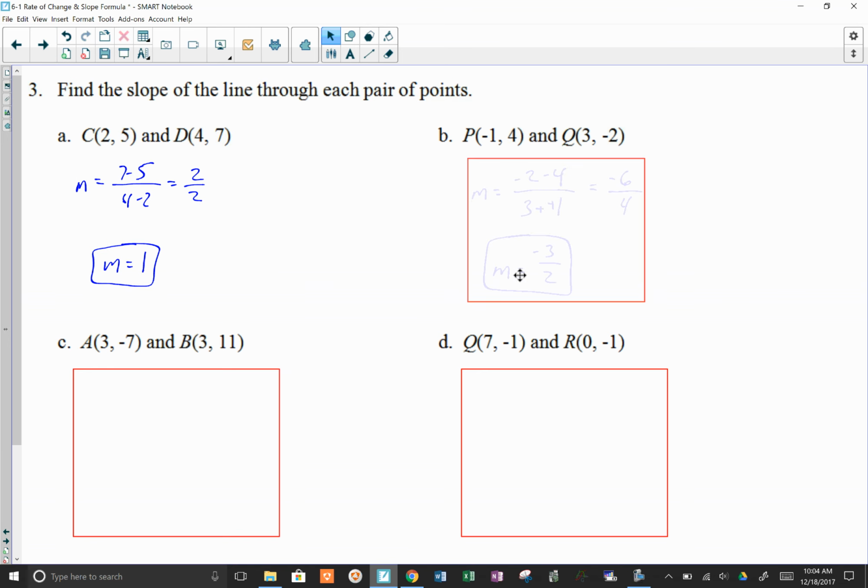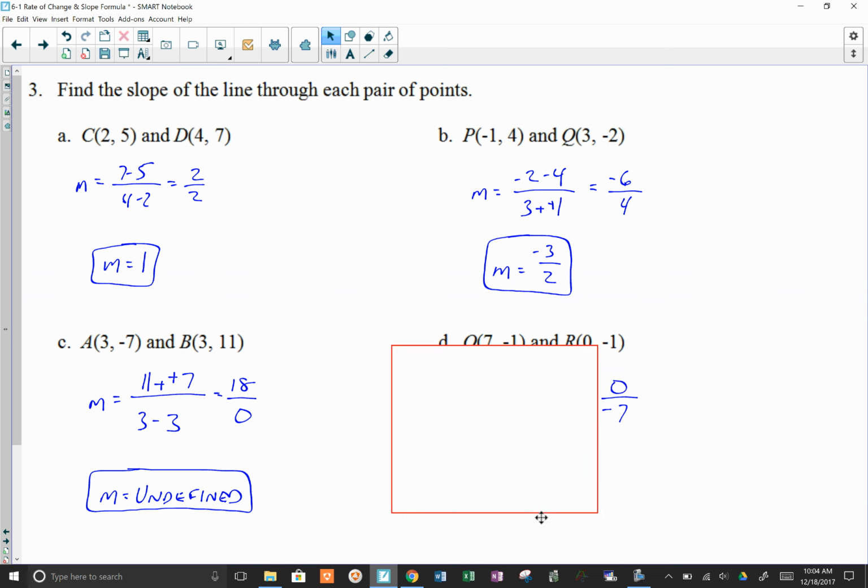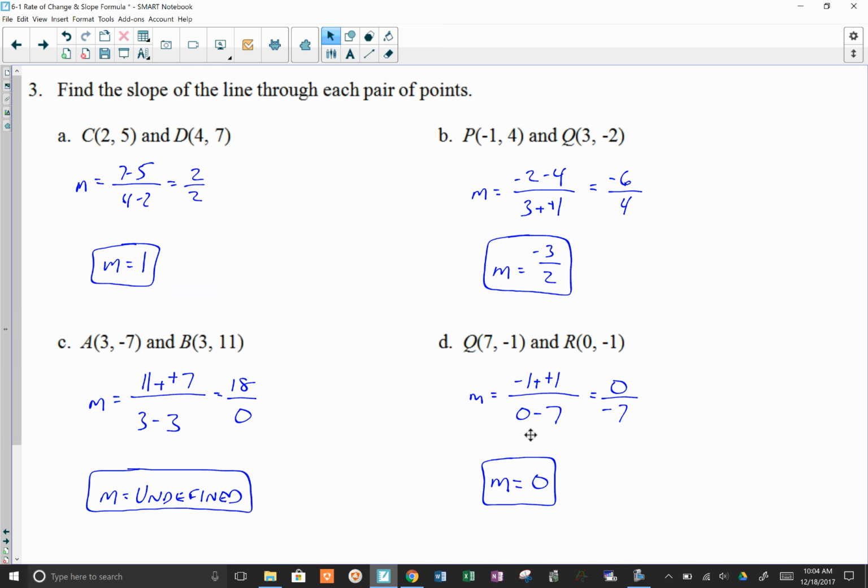And then your work showing how to find slope. Again, C and D are just more examples to help you hopefully remember when you get 0 in the denominator, the slope is undefined. When you get 0 in the numerator, the slope is 0.